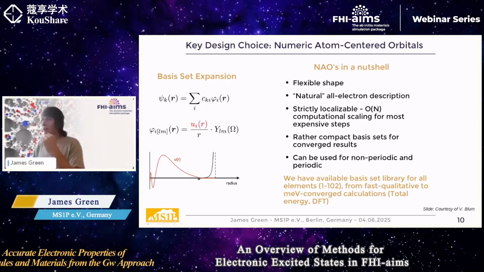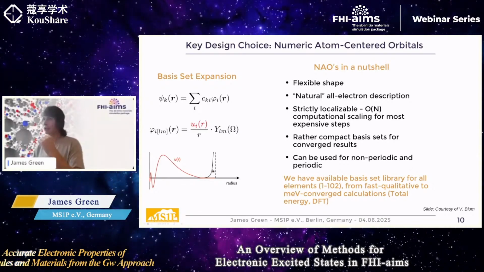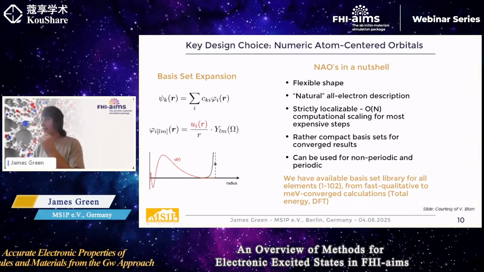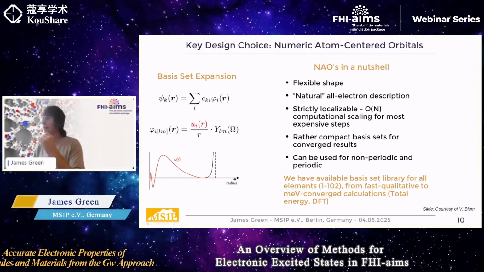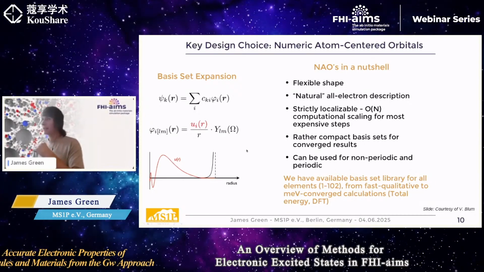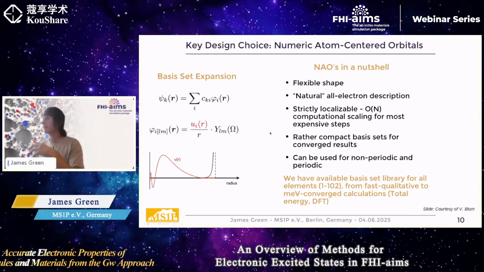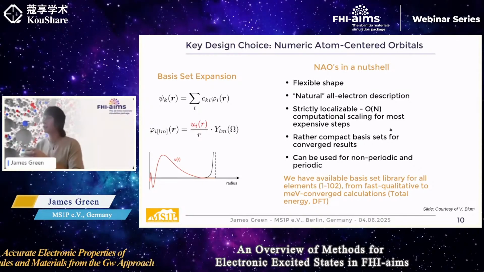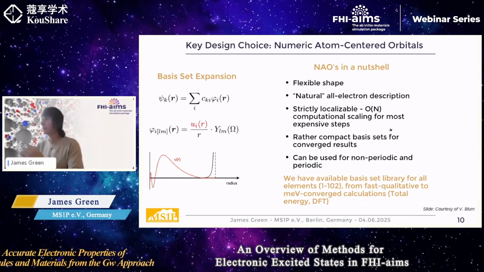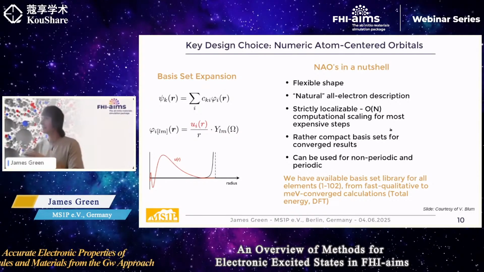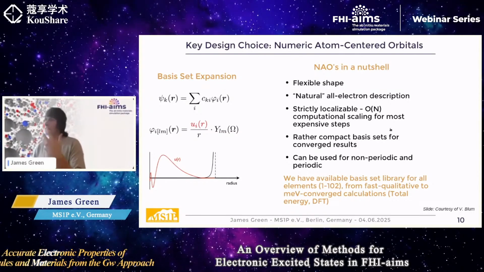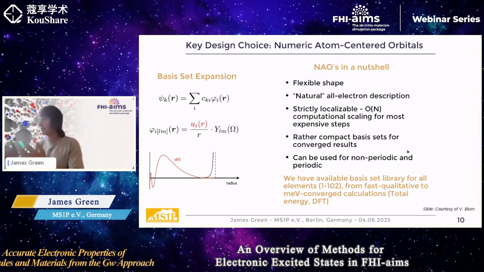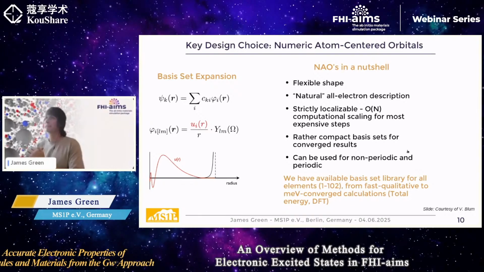As well, we can apply a cutoff potential. So that's shown by this black line here, which ensures our radial function is 0 beyond this dotted line here. And this makes the NAOs localizable, which means that they can scale on the order n for most of the computationally expensive steps of the calculation, which makes it scalable. So that's the second point. And as well, these NAOs can be used for both non-periodic and periodic calculations, so satisfying the final point from the previous slide.